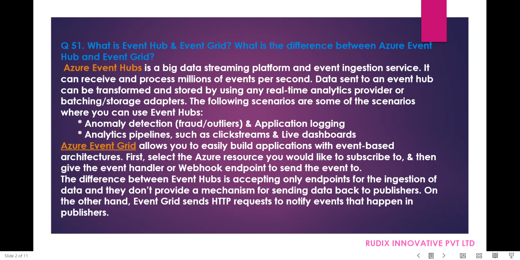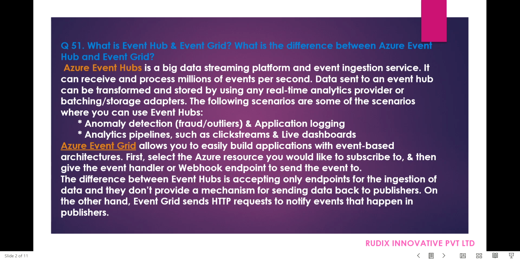Let us first know what Event Hub is. Event Hub is a fully managed real-time data ingestion service that's simple, trusted, and scalable. What is Event Grid? Event Grid is a single service for managing routing of all events from any source to any destination. So let us know the differences between Event Hub and Event Grid.